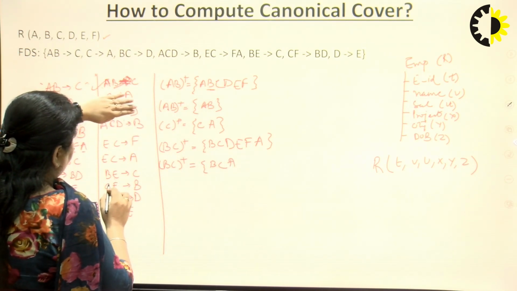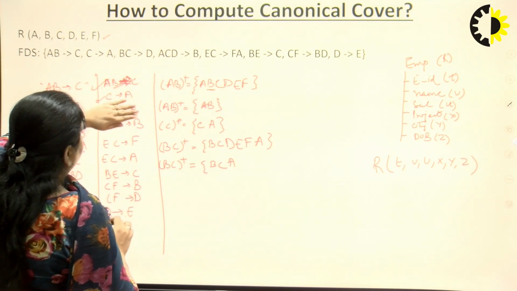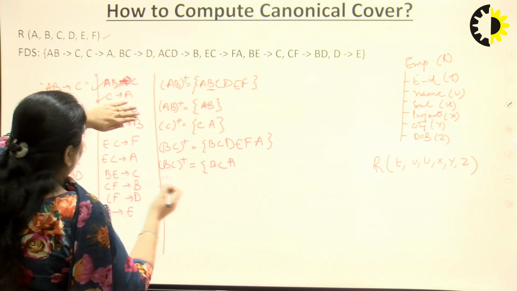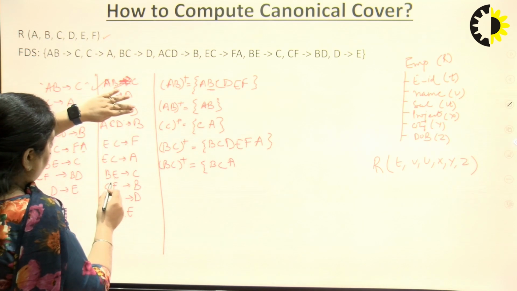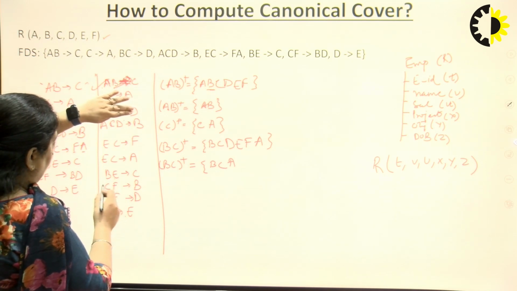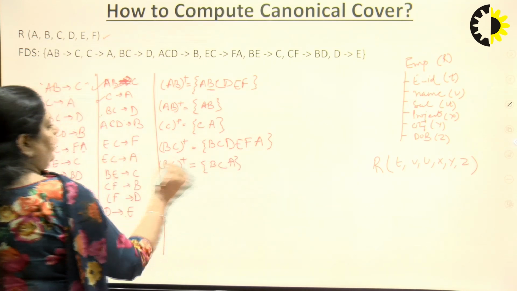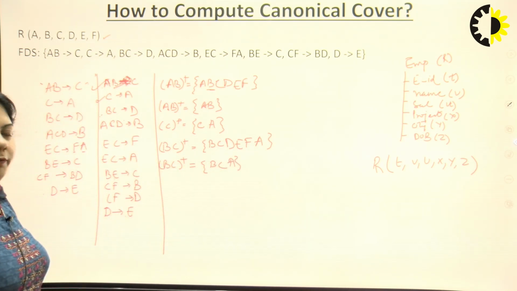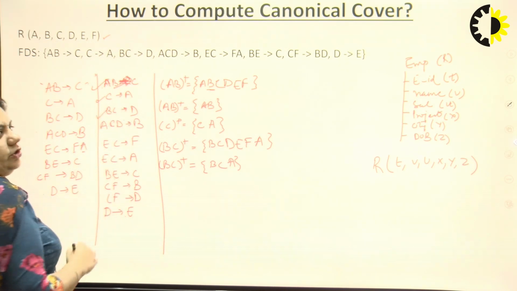From C, I am able to find out A. And then from this, I am not able to find out anything now. So we are not able to find out any of the attributes left in the relation. So it is also the essential one.